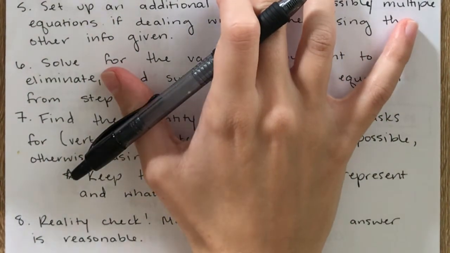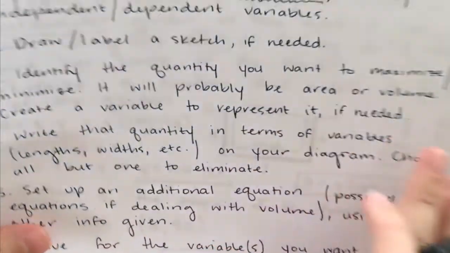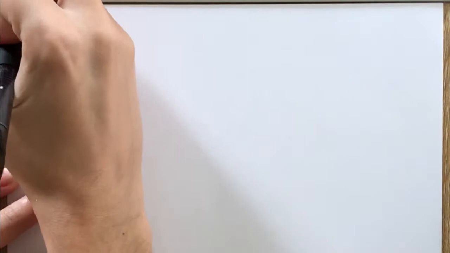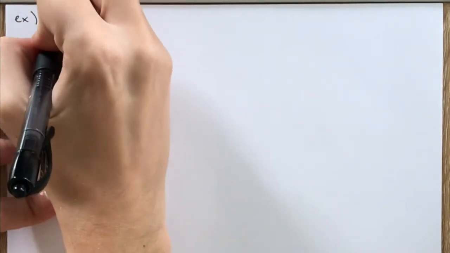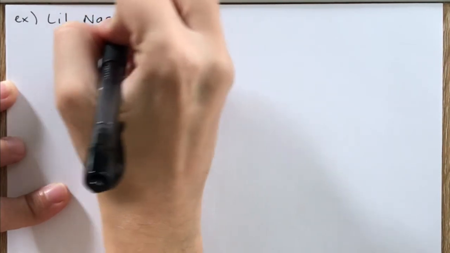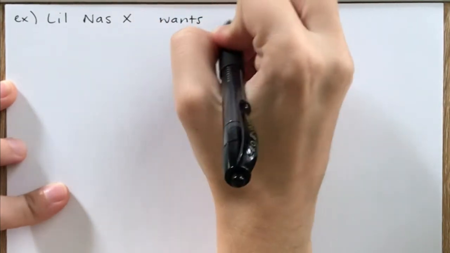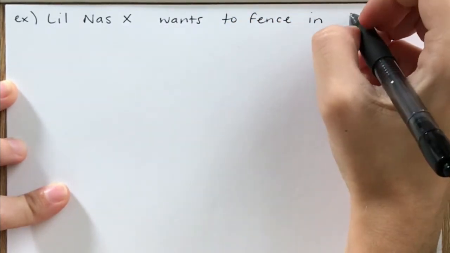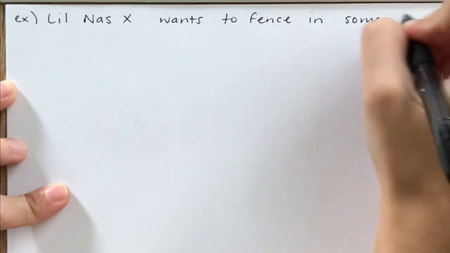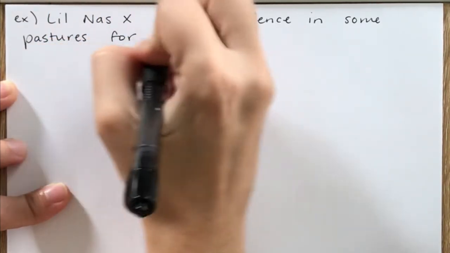Okay, now that we've looked at some steps, let's use these steps to solve another problem. So let's say we have the following. I'm going to borrow from some pop culture here. Let's say we've got Lil Nas, and he wants to fence in some pastures for his horses.